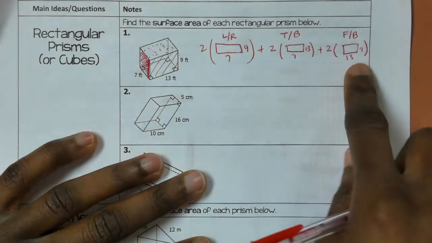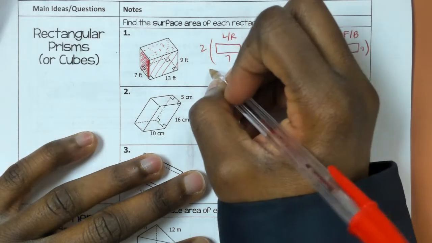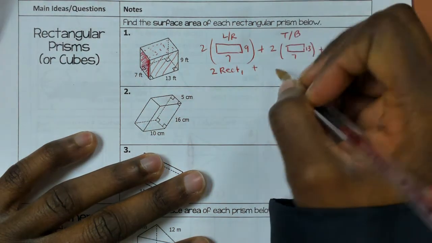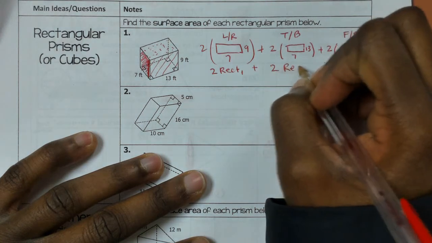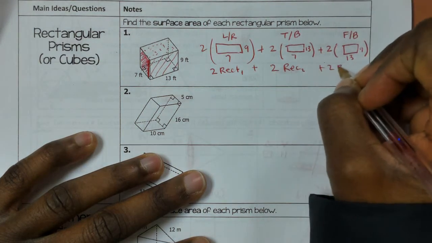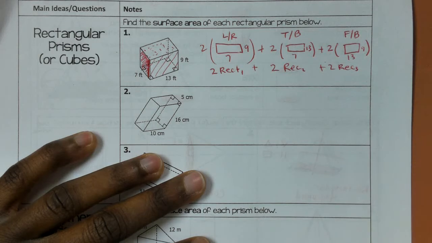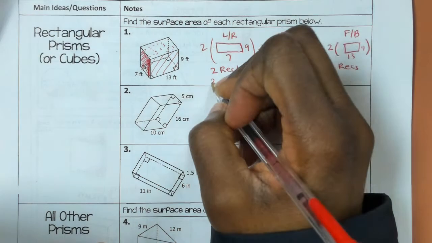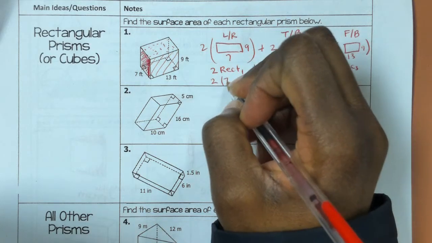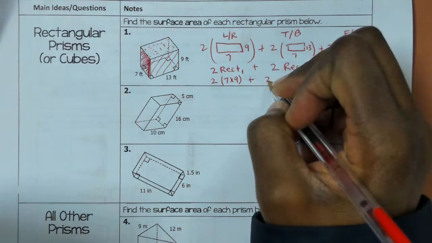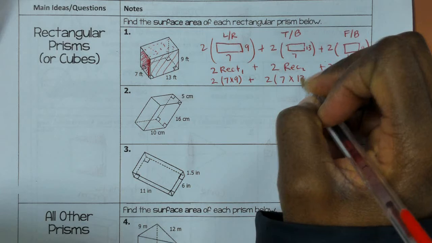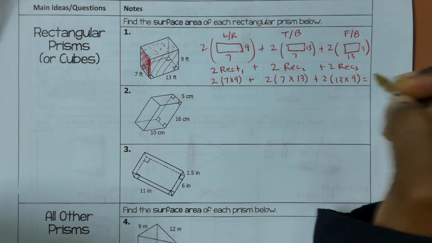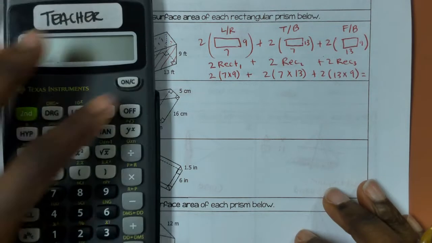Okay, so those are the shapes that we have in the figure if we were to separate them out. So again, that's 2 rectangles plus another 2 rectangles, and I'll put rectangle 1, 2 of rectangle 2, and 2 of rectangle 3. Alright, the area of rectangle 1 is base times height, so it's going to be 7 times 9 plus base times height, 7 times 13, plus base times height, 13 times 9. Okay, then you're just going to evaluate what that equals.